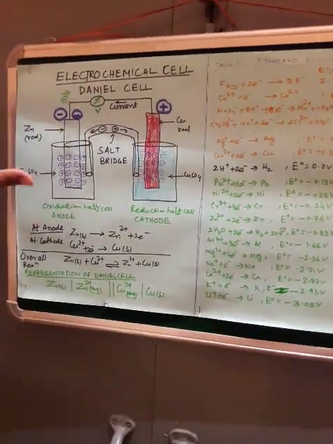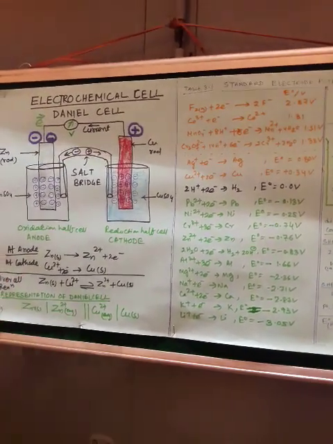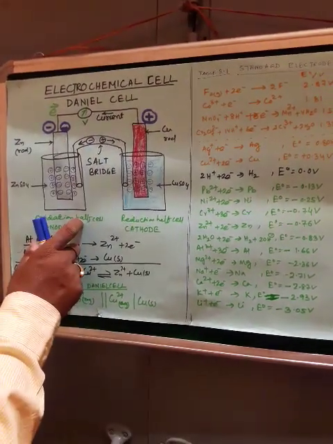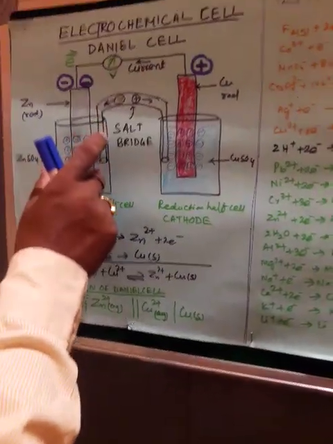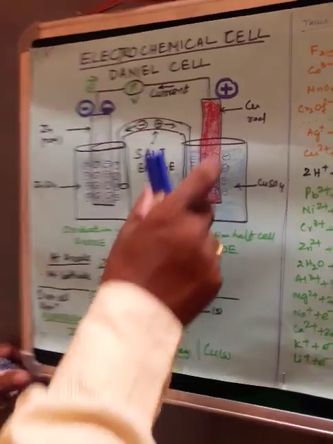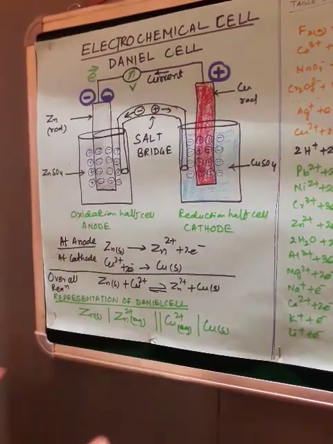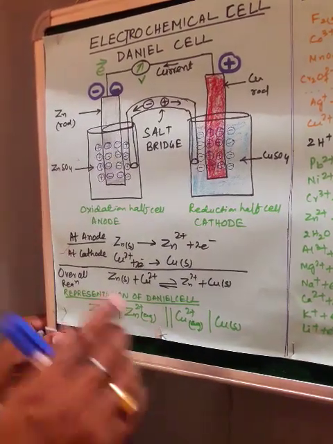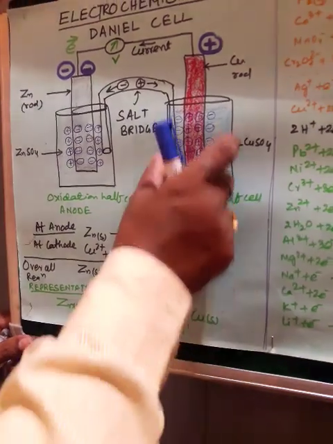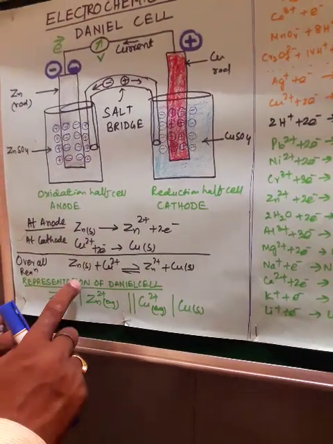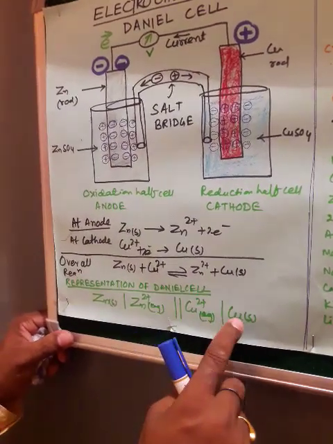Now how can you represent this electrochemical cell? This half is called the anode half or anode compartment, and this is called the cathode compartment. The zinc electrode is the anode compartment, and the copper electrode is the cathode compartment. According to IUPAC nomenclature, the anode is always represented at the left hand side and the cathode at the right hand side. So: Zn(s) | Zn2+ || Cu2+ | Cu(s).